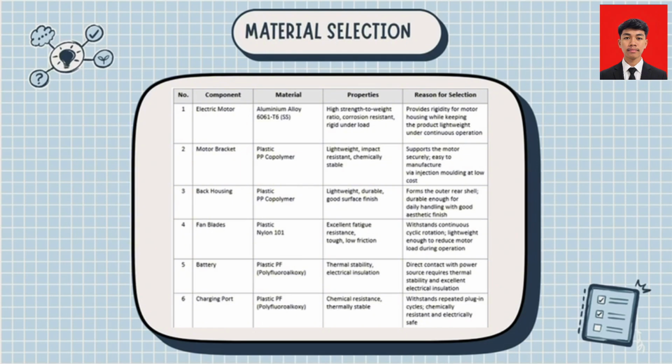For the battery, we use plastic PF. Its direct contact with the power source requires thermal stability and excellent electrical insulation. Next, for the charging port, we use plastic PF also. It withstands repeated plug-in cycles, and is chemically resistant and electrically safe.